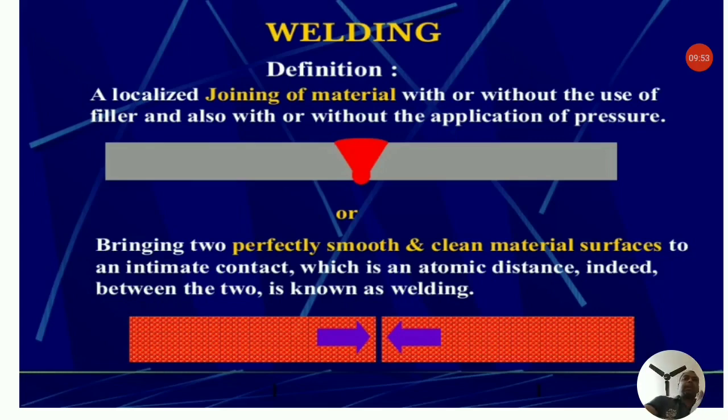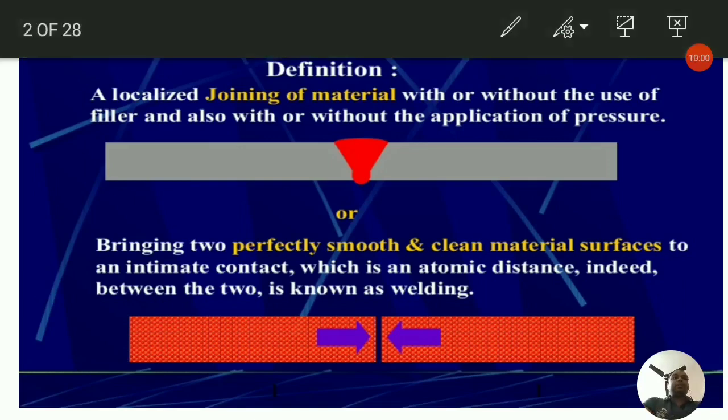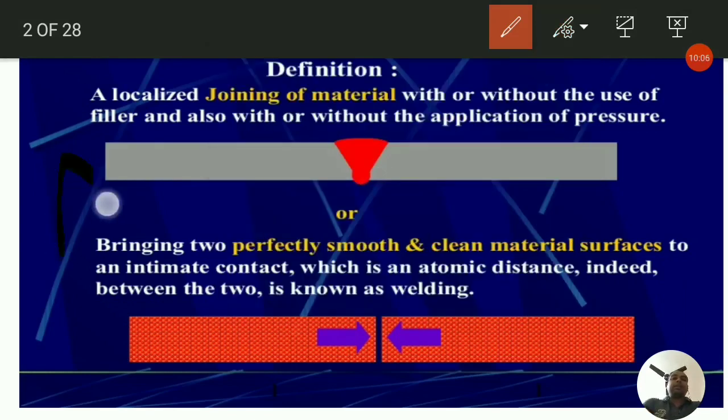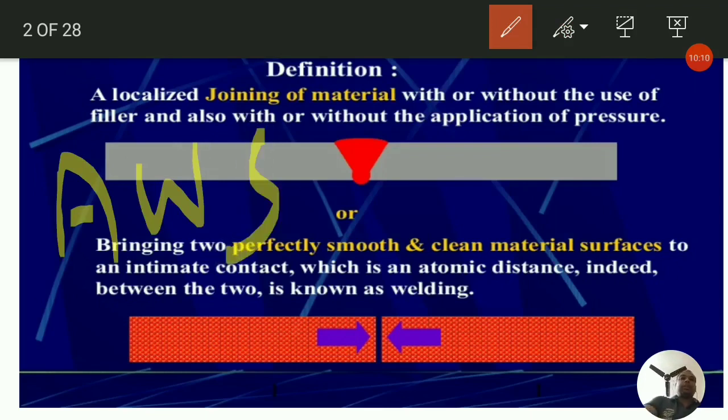Now one more thing, the abbreviations we are going to learn in our later classes would be given by the American, I'll just write it down for you. It will be given by the American Welding Society, AWS. Now let us consider the slides.